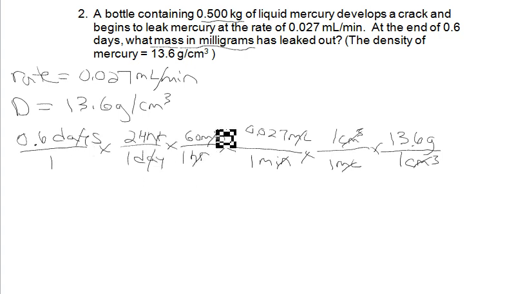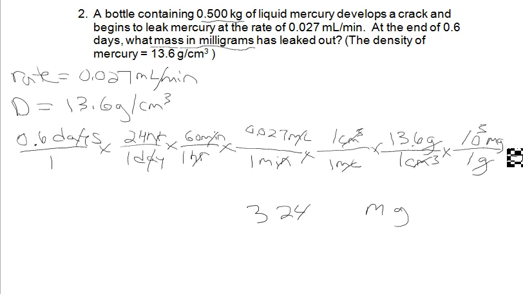And then the question's asking us how many milligrams that would be, so it's one more step. For every 1 gram, there are 10 to the third or 1,000 milligrams. And so this will give us how many milligrams of mercury would leak out in that time. And I have that it's 324,259 milligrams when I put this in my calculator.